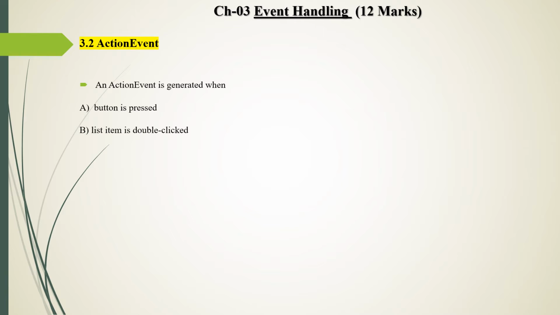Second, when a list item is double clicked, that time also action event is generated. And third, when a menu item is selected, that time also action event is generated. So there are three reasons regarding generation of action event. First is button is pressed, second is list item is double clicked, and third is menu item is selected or deselected.